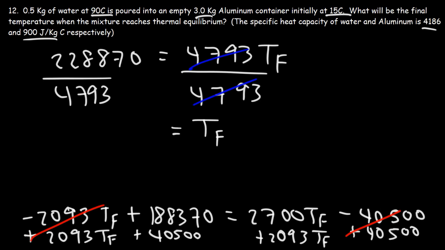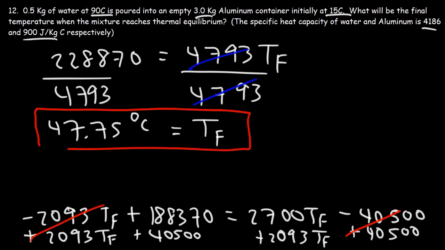So the final temperature at thermal equilibrium is going to be 47.75 degrees Celsius. And this answer makes sense because it's between 90 and 15 degrees Celsius. If we get an answer that is outside of that range, that is more than 90 or less than 15, we know it has to be wrong. So this answer is reasonable.